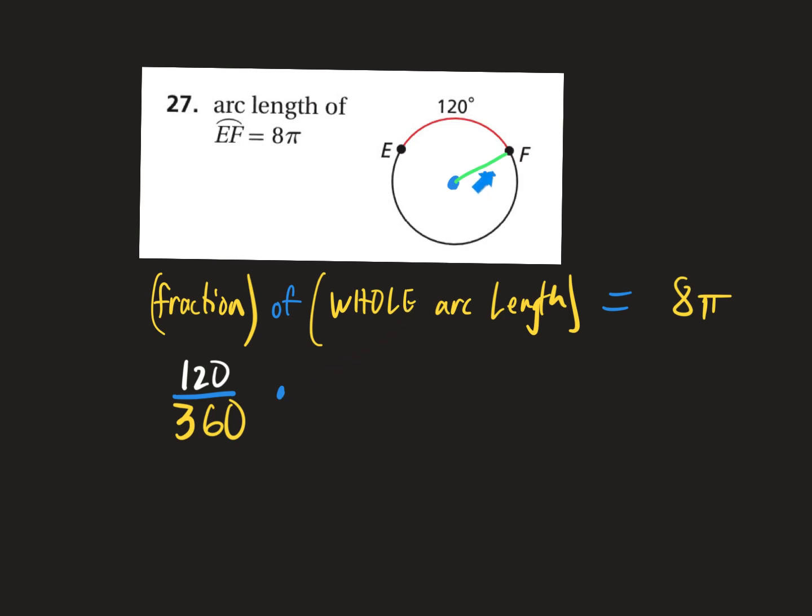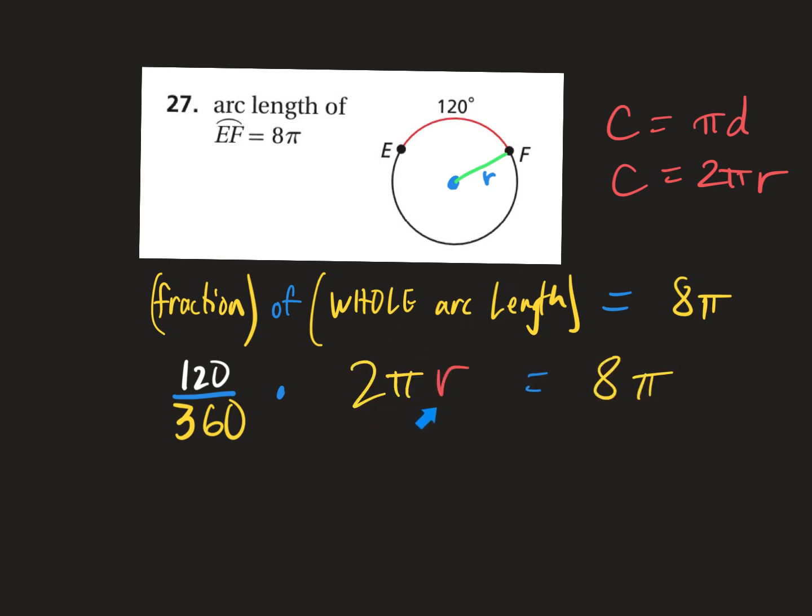And the whole arc length, well, that's the length around the circle. That's circumference. And we know that the formula for circumference is pi times diameter. And since the diameter is 2 radii, pi times 2 radii, or 2 pi r. Well, this problem wants us to find the radius, so we're going to use this formula for the whole arc length. So 2 pi times the desired radius that we're looking for. This fraction of the whole circumference will give us that fraction of the circumference, which is the red part that has an arc length of 8 pi.